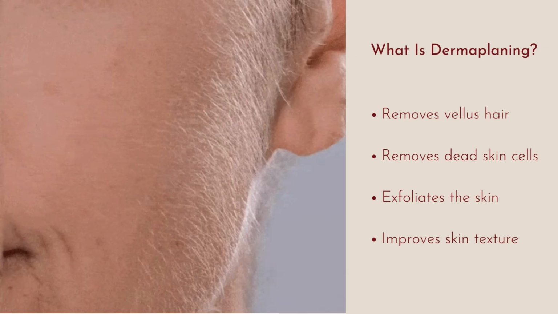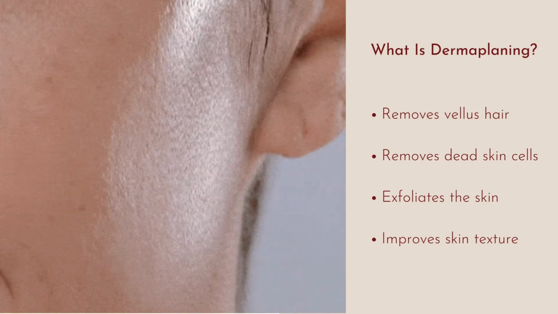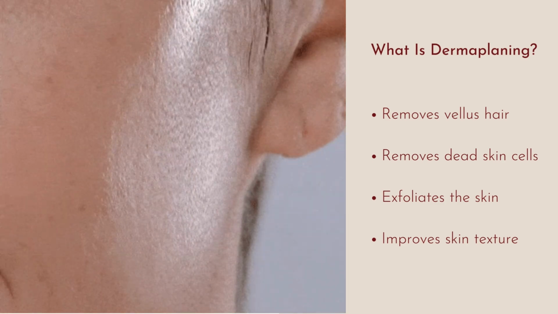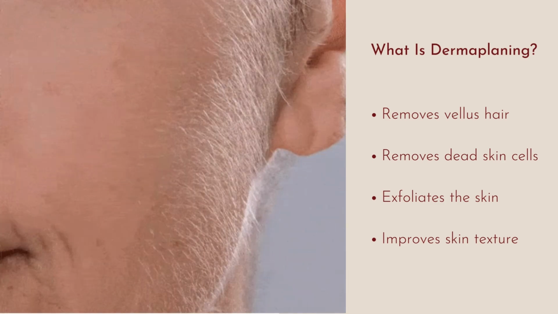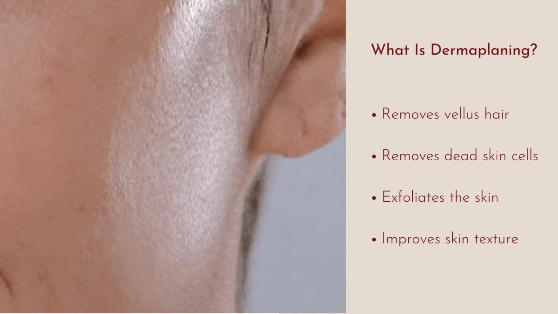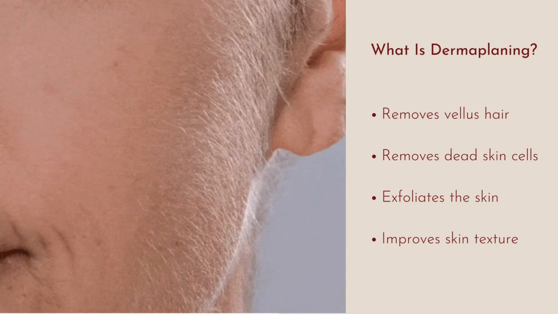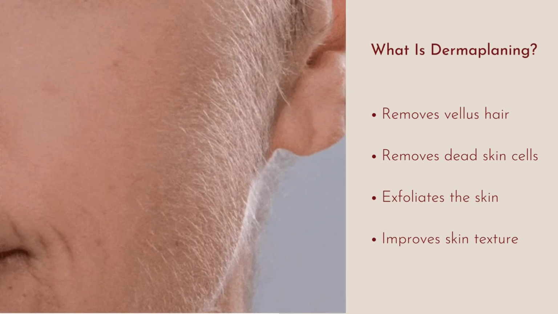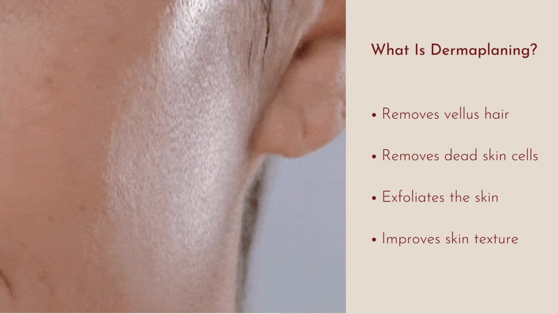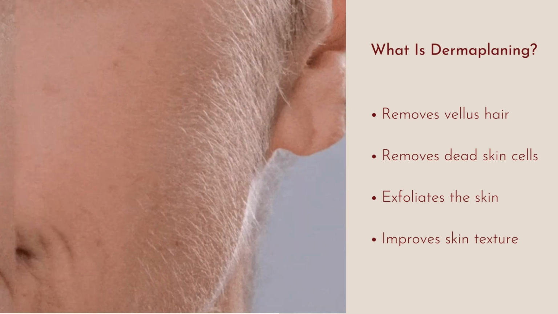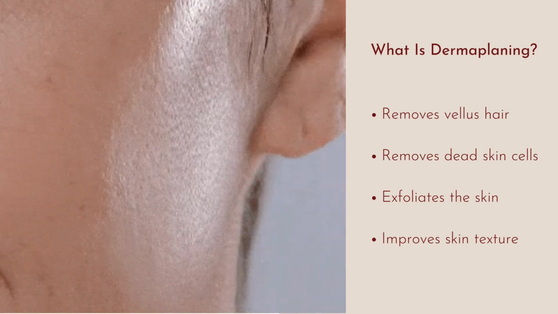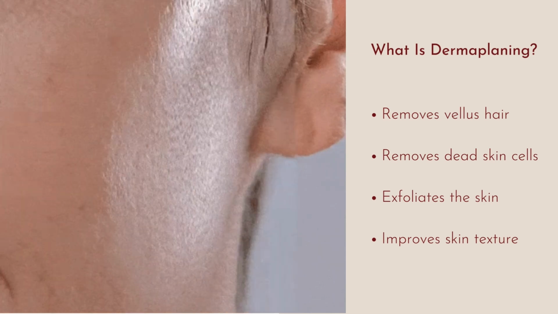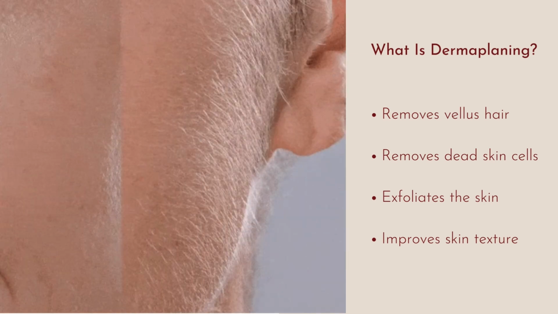Now, what is dermaplaning? As you can see in the picture, it removes the vellus hair, and the vellus hair is the peach fuzz on the face, which is a very fine, very short kind of hair, and dermaplaning is ideal for removing that. By removing the vellus hair, it also removes the buildup of dead skin cells on top of the skin. So it reveals radiant and glowy skin by exfoliating the top layer of your epidermis, and by also improving the skin texture as well.